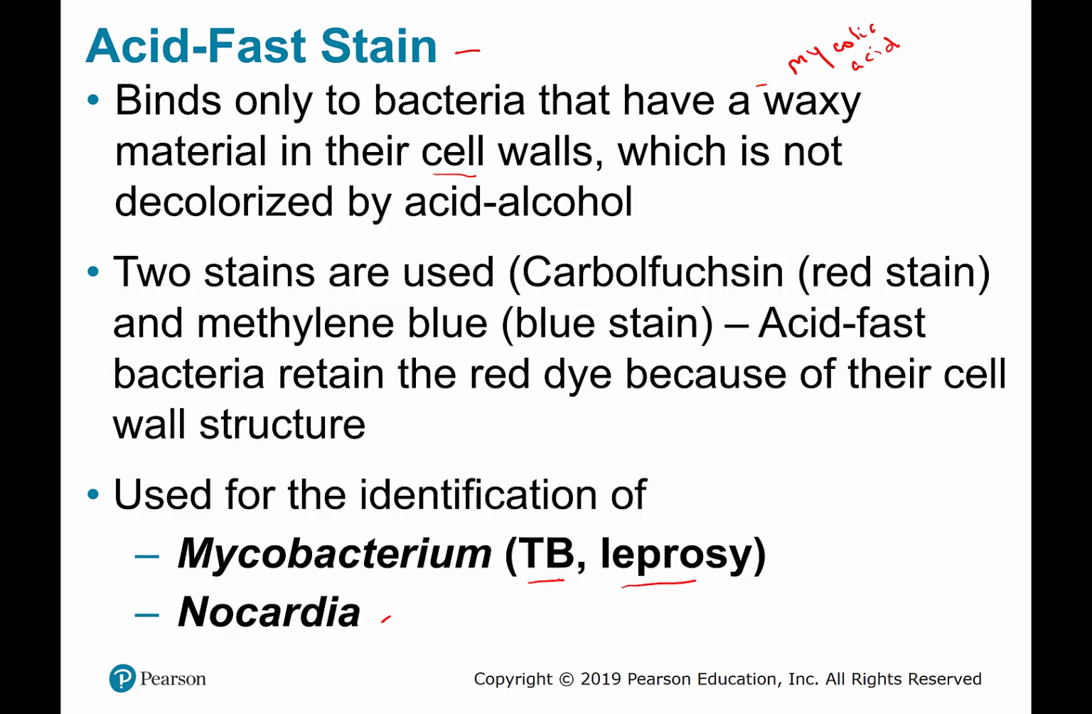And two stains are used. You have your primary stain, which is called carbofuchsin, that's how you pronounce that, and it has a red color. And a counter stain that is used is methylene blue, and it is a blue stain. So those organisms that are acid-fast, they have the mycolic acid, they will retain this red dye after an acid-alcohol wash. Okay, those that are not acid-fast, they do not have the mycolic acid. That carbofuchsin will be rinsed out with the acid alcohol, and they will appear blue because of the counter stain.